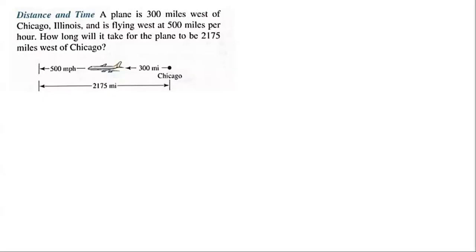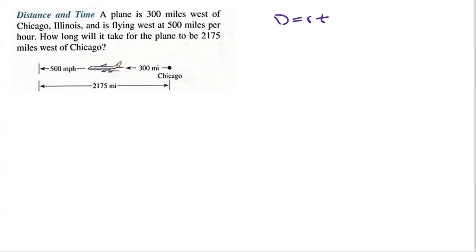All right, it says here a plane is 300 miles west of Chicago, Illinois, and is flying west at 500 miles per hour. How long will it take for the plane to be 2,175 miles west of Chicago? Okay, so this problem is a distance equals rate times time problem. This is the formula you will need for this.